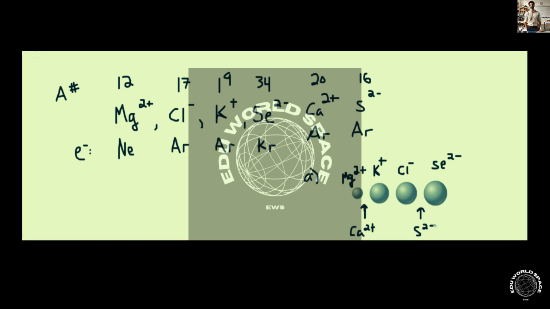So again, the general rule that we're working with is if the number of electrons is the same, higher atomic number, more protons in the nucleus, more attraction to the electrons, smaller atom.